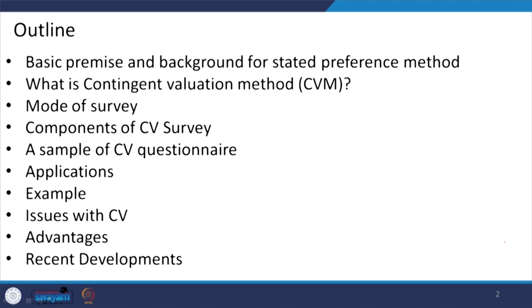Then we will be discussing what the contingent valuation method exactly is, and as it is a survey based method, we will be focusing more on the surveys: what is the mode of the survey in the contingent valuation method, what are the components of a contingent valuation survey, and what can be a sample for developing a contingent valuation questionnaire. What are the applications of the contingent valuation method, giving certain examples, and finally we will be discussing the limitations and advantages along with the recent developments in the contingent valuation method.